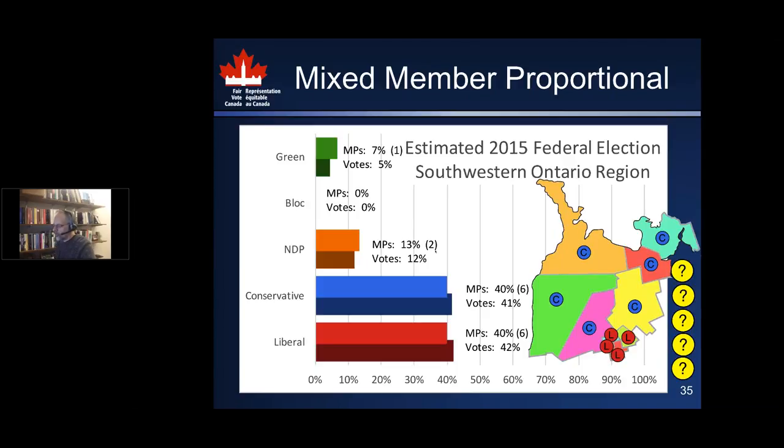So the Conservatives already have 6 MPs from those local ridings, so they don't get any of those 5 top-up MPs. The Liberals got 4 local MPs, the ones down in the lower right of that map, and so they deserve 2 of the extra MPs, those top-up MPs. The NDP did not get any local MPs, and so they deserve 2, so they get 2 of the top-up MPs, and the Greens get the last one. And so now when you consider the local MPs and the top-up MPs all as a group, you have 6 Conservatives, 6 Liberals, 2 NDP, 1 Green, just like the proportion, which is proportional to the actual votes.